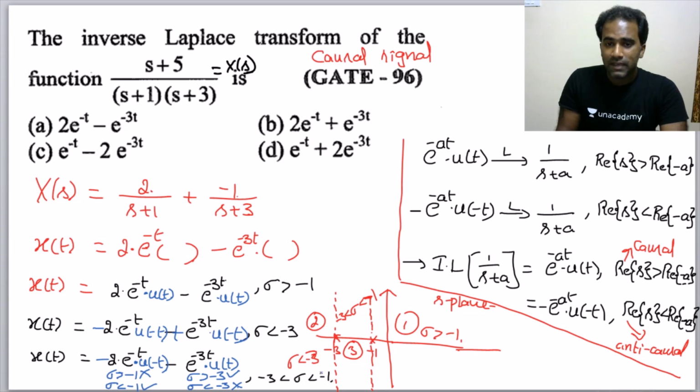If the ROC is -3 less than sigma less than -1. For a right-sided signal or right-sided ROC, no confusion. For a left-sided signal also, no confusion. But if it is a two-sided signal or a non-causal signal, a signal which exists for positive time as well as negative time, which means one of the signals should have U of t and the other should have U of minus t, which one should be multiplied with U of t and which one with U of minus t, that is what we have to figure out.